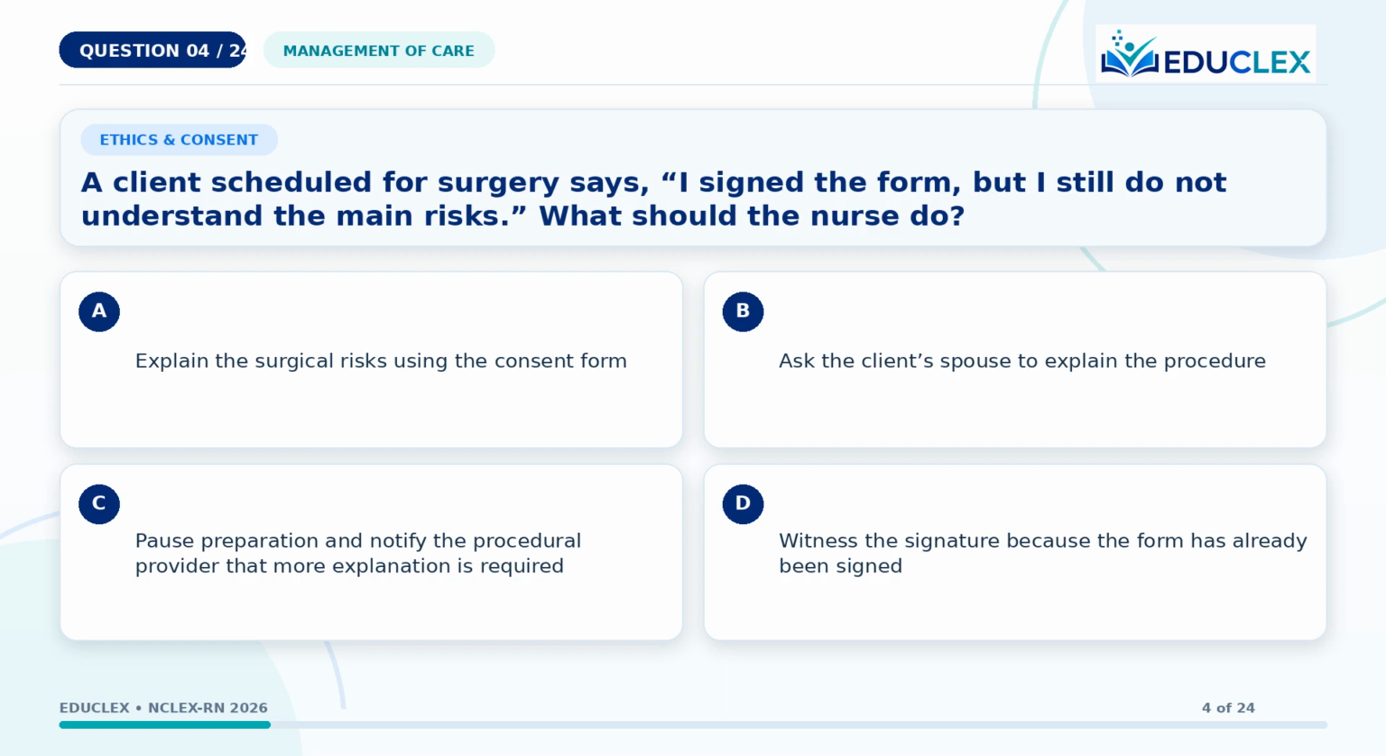Question 4. A client scheduled for surgery says, "I signed the form, but I still do not understand the main risks." What should the nurse do? Option A. Explain the surgical risks using the consent form. Option B. Ask the client's spouse to explain the procedure. Option C. Pause preparation and notify the procedural provider that more explanation is required. Option D. Witness the signature because the form has already been signed.